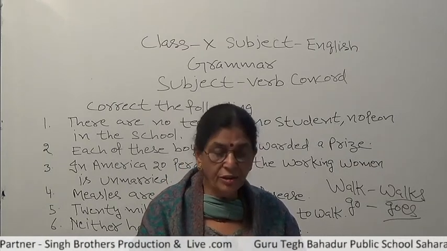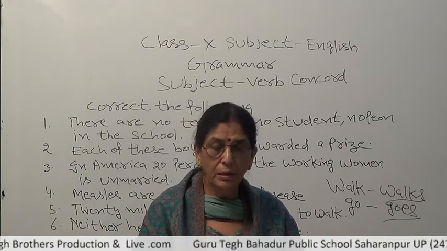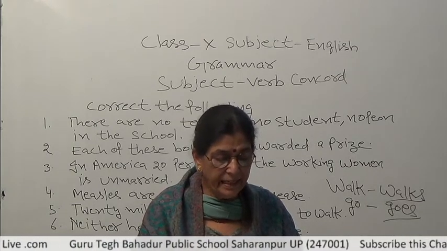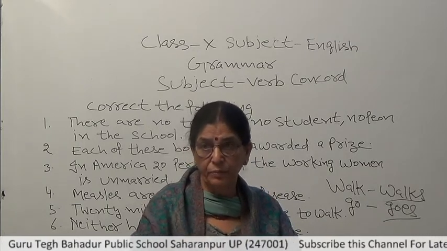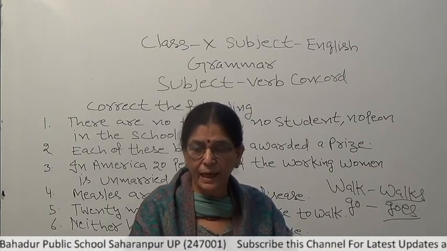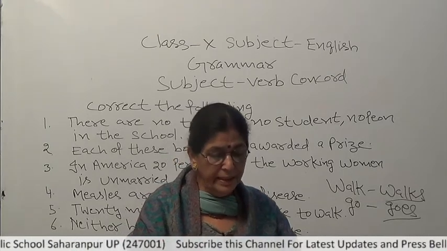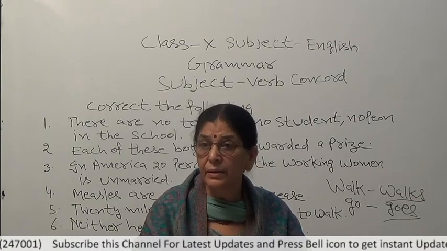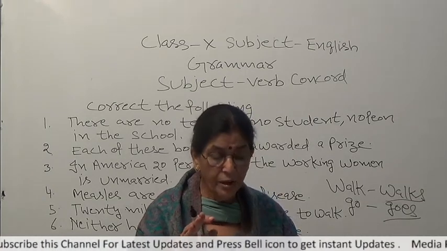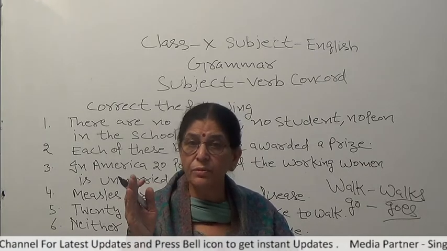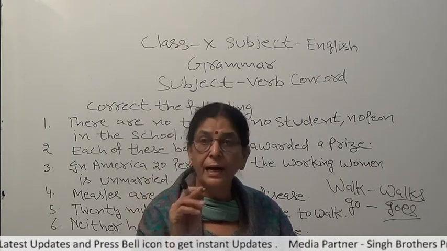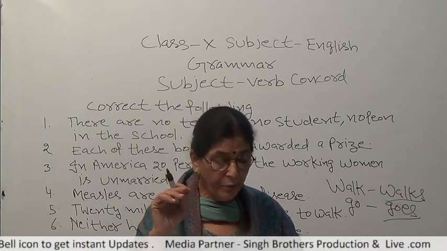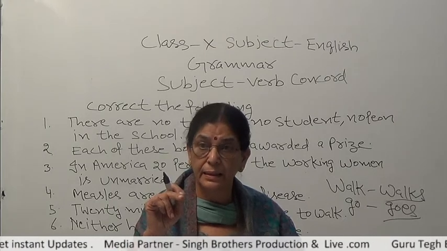If subjects are joined by or, nor, either, neither, the verb agrees with the subject. We have to see if the subject is singular or plural. Neither he nor his friends was there. Neither he, ना तो वो, nor his friends, ना उसका friend, was there. Use a single verb.